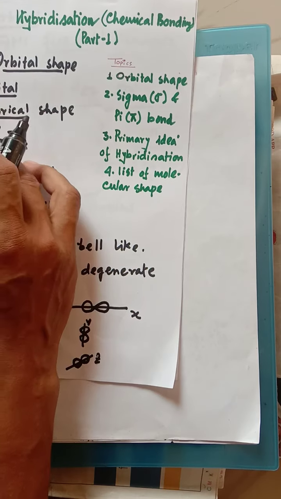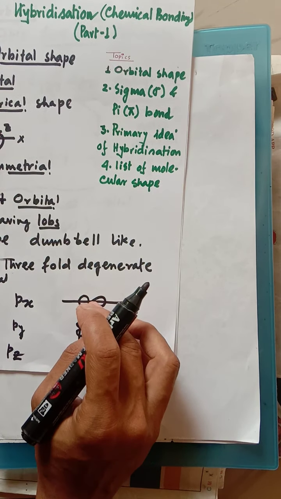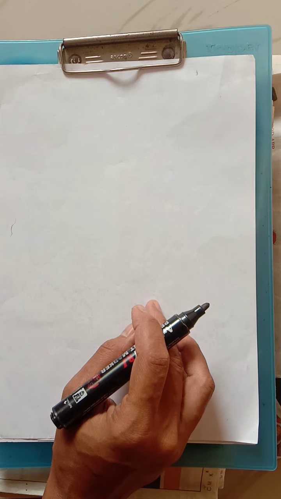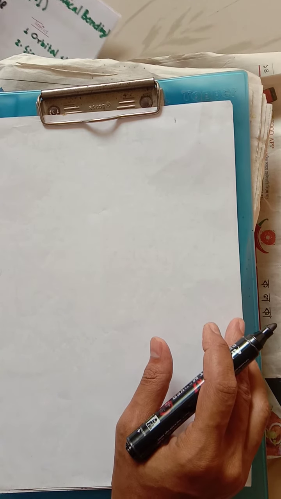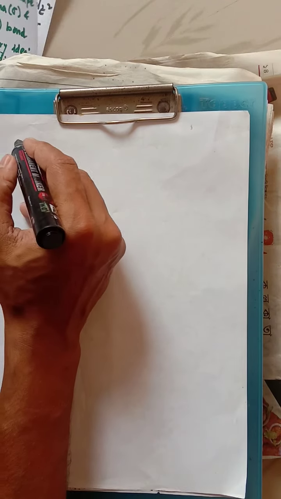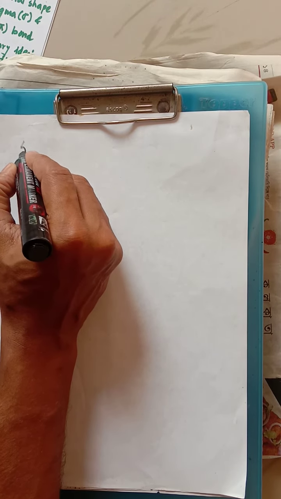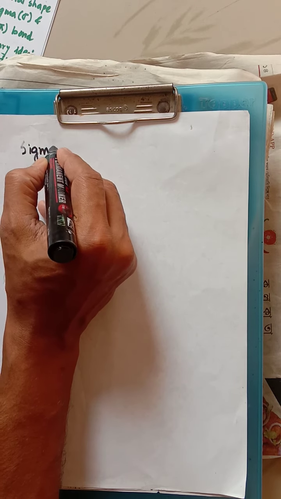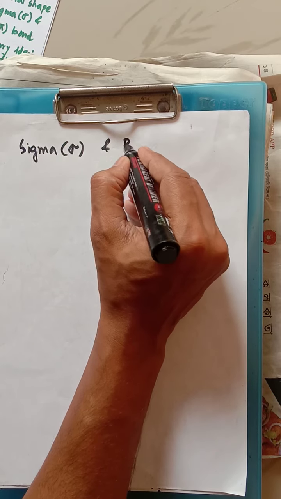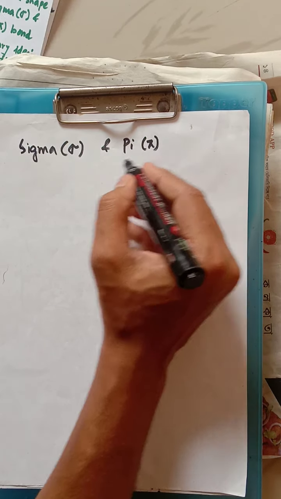What about the lobes we have shown? These are the lobe distributions. That means electrons are distributed like a cloud around the nucleus. So there is no question of sharing of electrons. If the electrons are particles, then only is there a consideration of sharing, but here we cannot consider sharing. Here the overlapping will be there. So now we are going to discuss sigma and pi bond. What is sigma and pi bond?